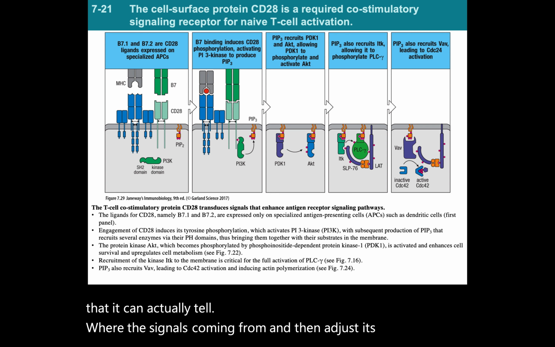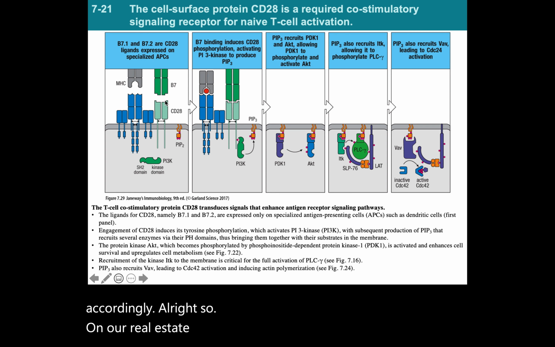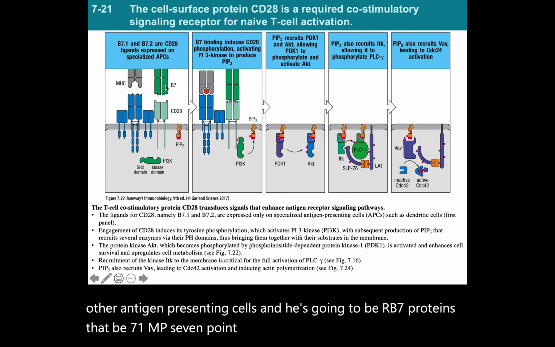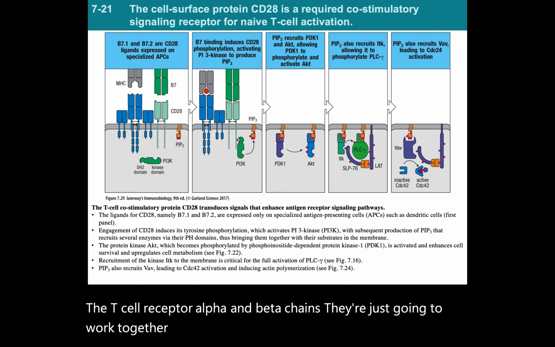All right, so on our, let's say, pretend it's a dendritic cell or one of these other antigen-presenting cells. Here are going to be our B7 proteins, B7.1 and B7.2, which are basically two copies of similar proteins, like the T cell receptor alpha and beta chains. They're just going to work together and basically be two copies of the same thing.